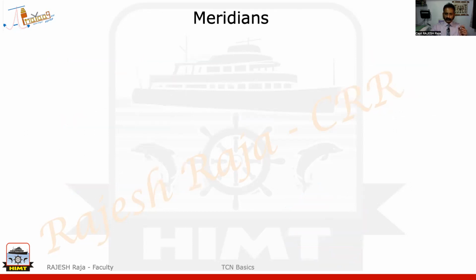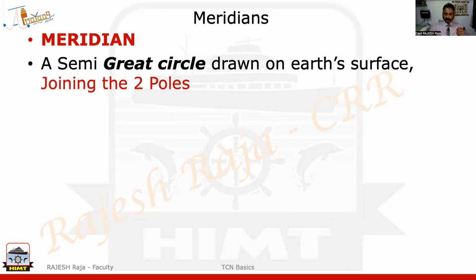Okay. Now let us go to the next position fixing tool, which is very important for you to look at on the chart of the Earth, which is called the meridian. Please remember, the equator and parallels of latitude are lines that run east-west. So let us look at a meridian. Please remember, a meridian is half of a great circle. It is half of a great circle drawn on the Earth's surface, joining both the poles.